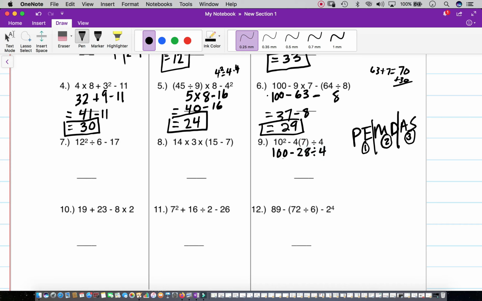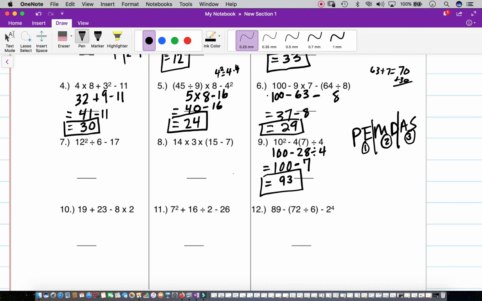Good. Now, bring my 100 down. And I'll have to do 28 divided by 4 because multiplication and division comes before addition and subtraction. So minus, what's 28 divided by 4? 7, good. And then 100 minus 7. That would give us 93. Good job.